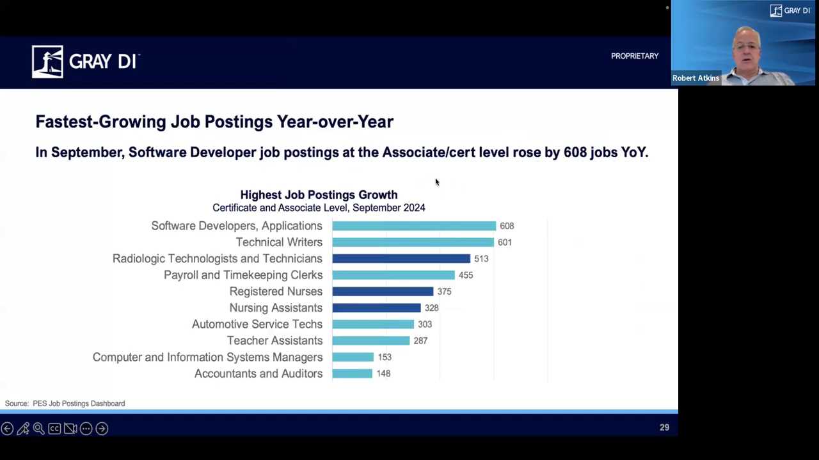So now let's take a look at what's been growing fastest in terms of job postings at the certificate and associate level. No surprise to see software developers here, although really recently it's been a little bit of a tough market for them as Google and others have laid people off. I suspect what we're starting to see is a rebound in interest in software developers coming from, first of all, a lot of people outside of the tech industry, but second, around AI and software application development incorporating AI. Then we have technical writers, rad techs, registered nurses and nursing assistants, all the healthcare space, payroll clerks, automotive service techs, teacher assistants, computer and information systems managers, and accountants and auditors, all with growth well over 100. And our top 2 here had more than 600 incremental job postings last month.